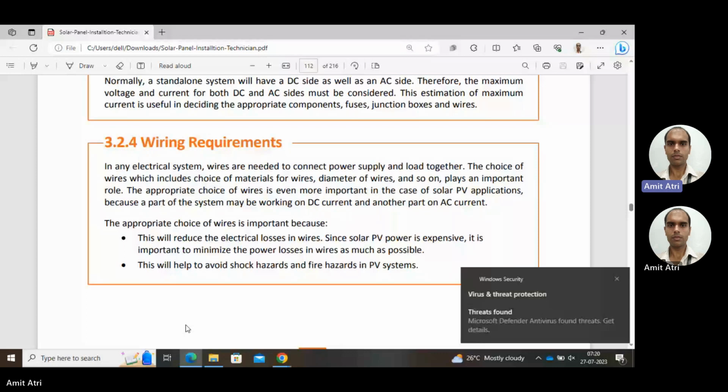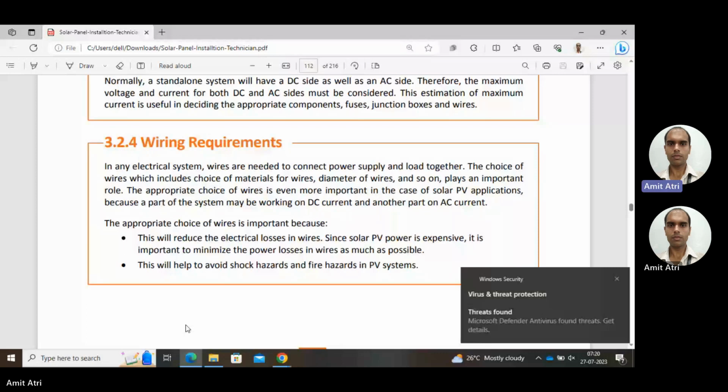And why is it so? Because it is dealing with both AC current as well as DC current. We are considering our load to be AC here, a household load. So our system is dealing with both AC and DC, and the appropriate choice of wiring is important, because this will reduce the electrical losses in the wire.